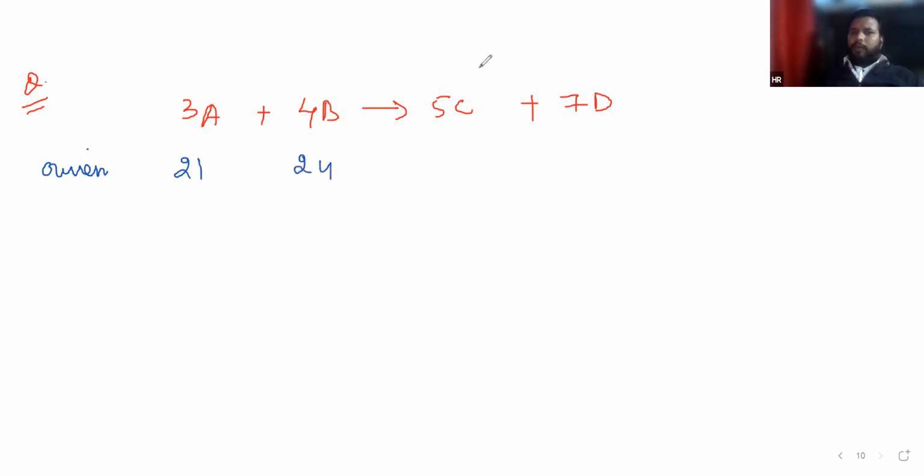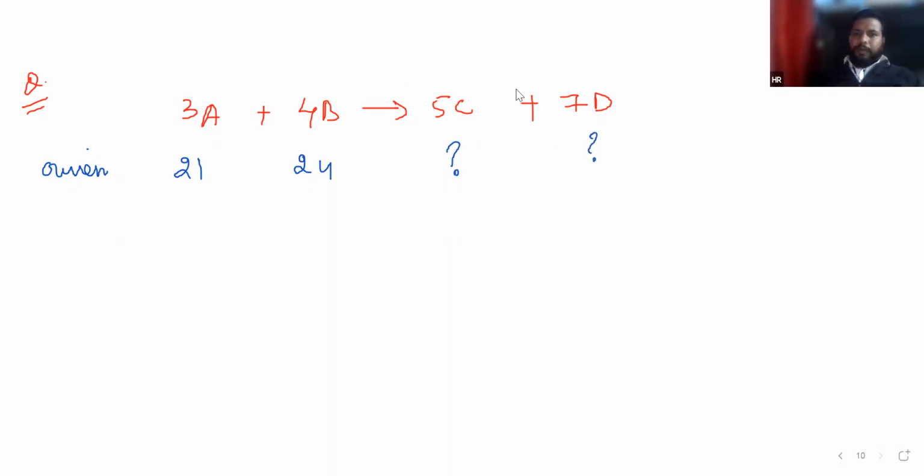Just see. I have a random equation: 3A plus 4B will give 5C plus 7D. If this type of reaction is given, it means it is already balanced. Now you will have given moles like 21 for A and 24 for B, and you have to calculate the number of moles of C formed and the number of moles of D formed.